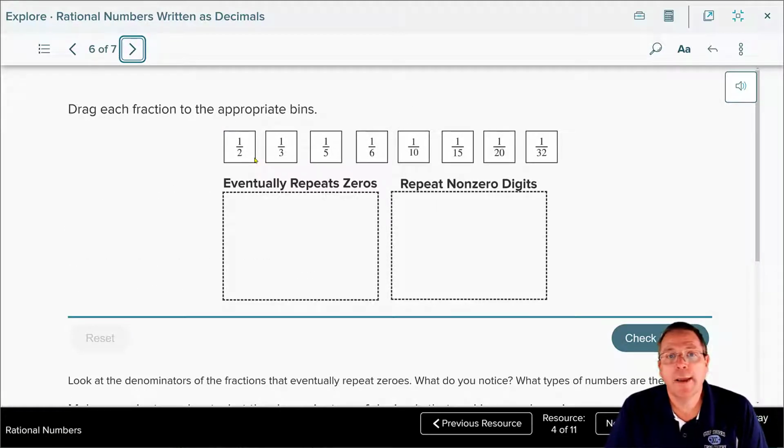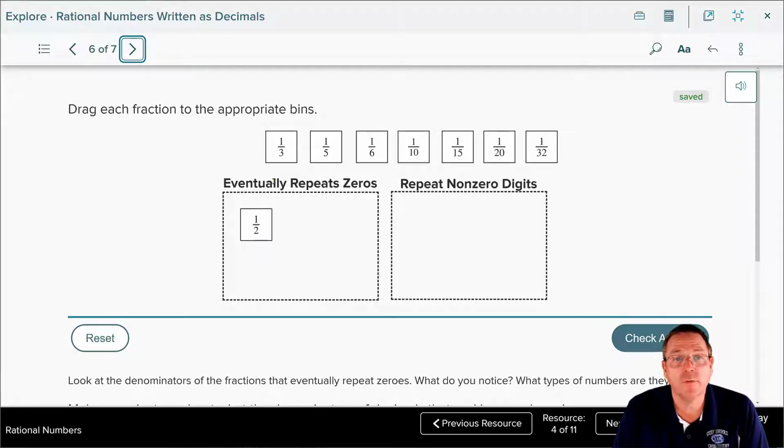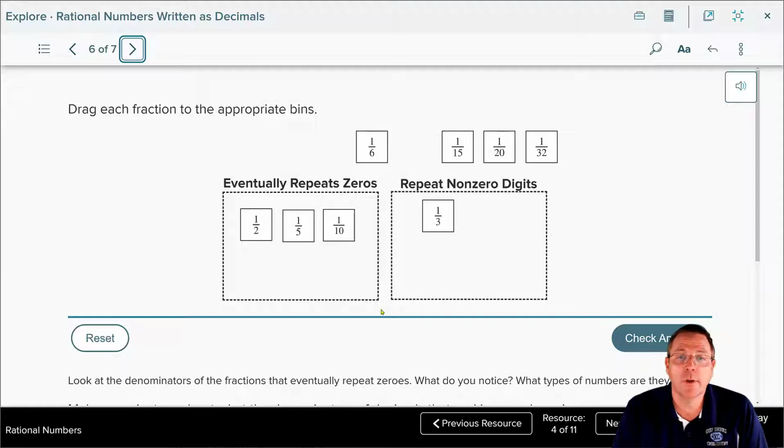Now we're going to drag these fractions into the appropriate bin. Are they going to be repeating with lots of different numbers, meaning non-zero digits, or are they going to be repeating with just zeros? For example, 1/2, that's going to be 0.5, a terminating decimal with nothing but zeros after it. 1/3, that's going to be 0.3 repeating. 1/5 will be 0.2. 1/6, I don't know. I have to look at that one. 1/10, that is going to be 0.1 terminating. I'm going to have to look up that one. That one's going to be 0.5, which is terminating as well.